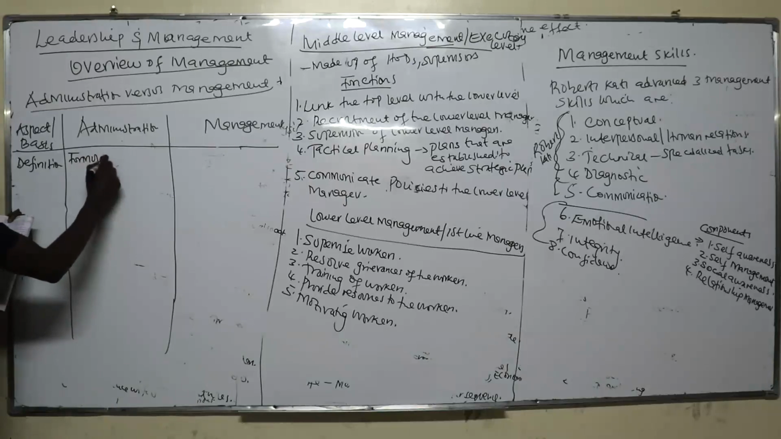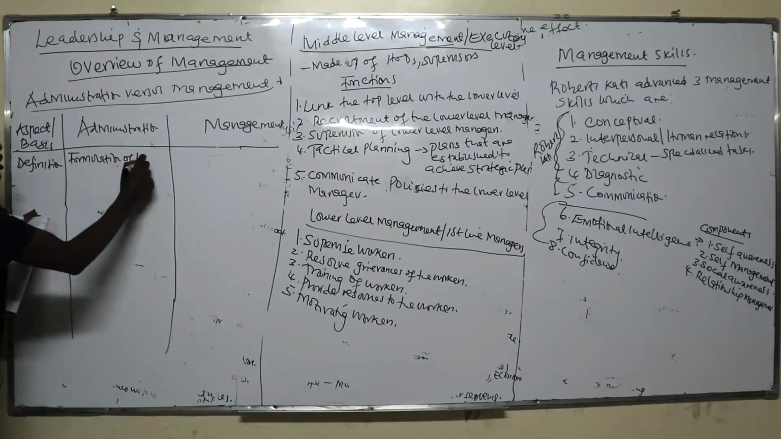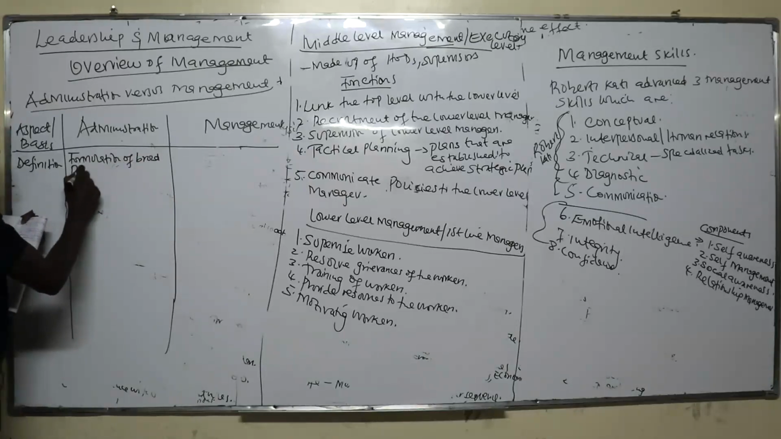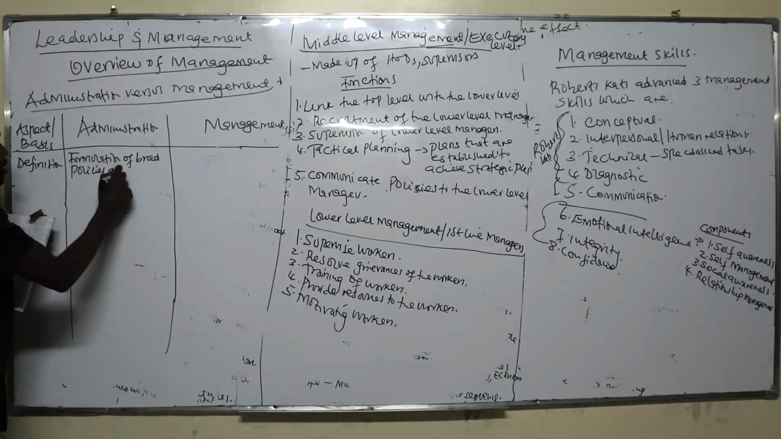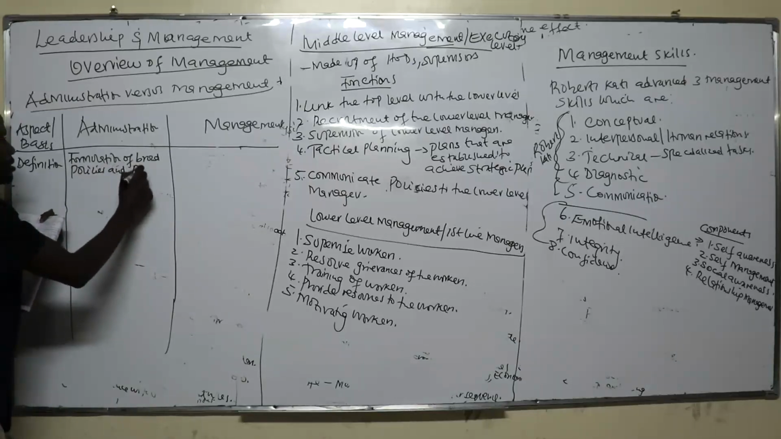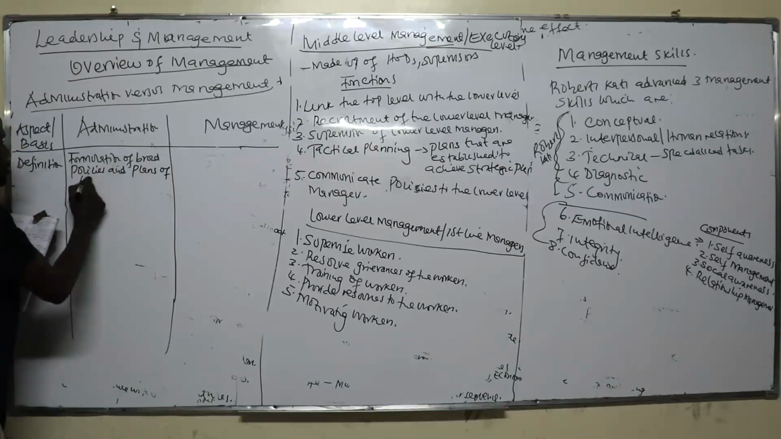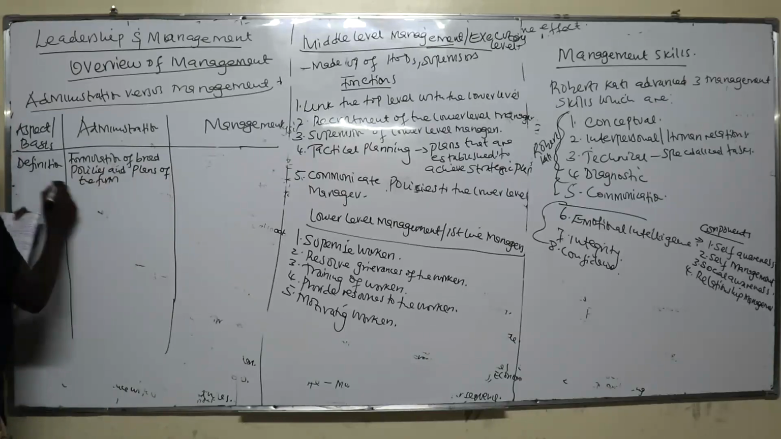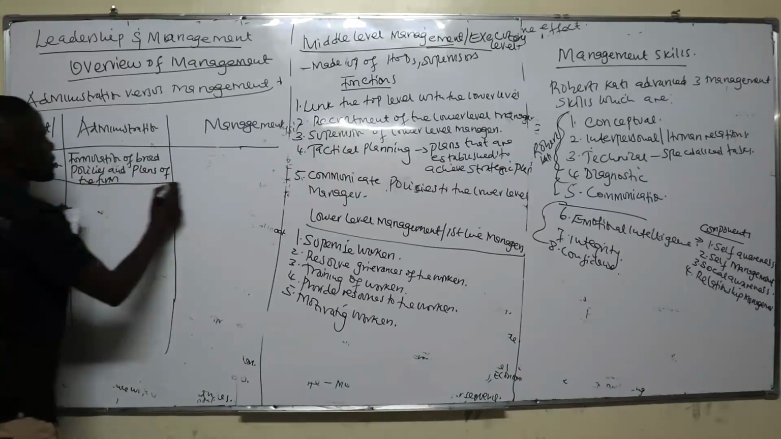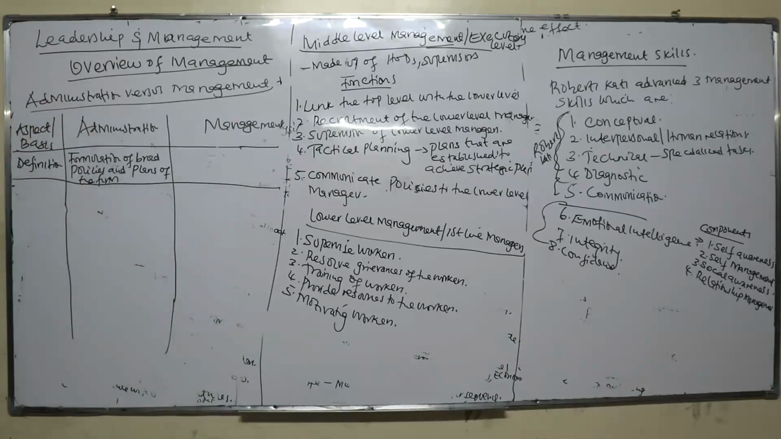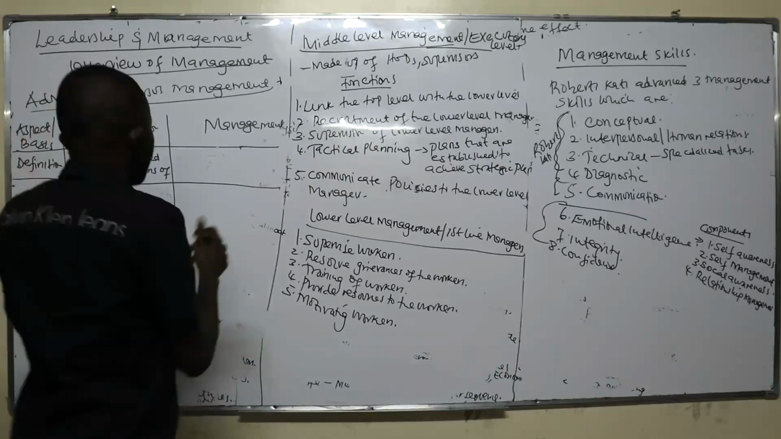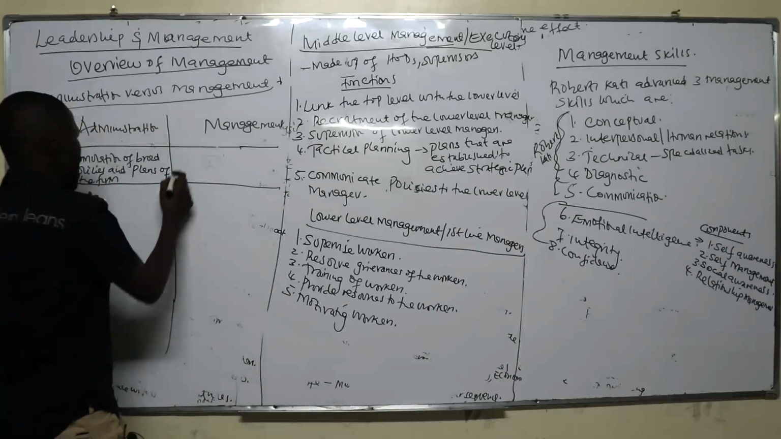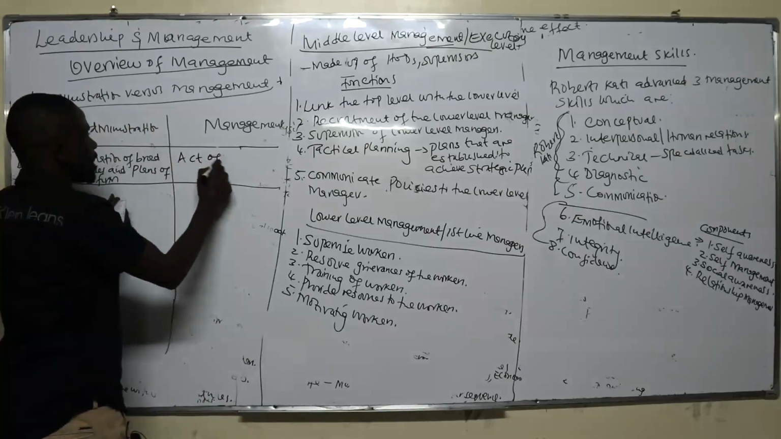What does administration mean? Administration is formulation of broad policies and plans of the firm. If you put it in other words, you can talk about formulating strategic plans of the firm. Then this one is the act of getting things done.